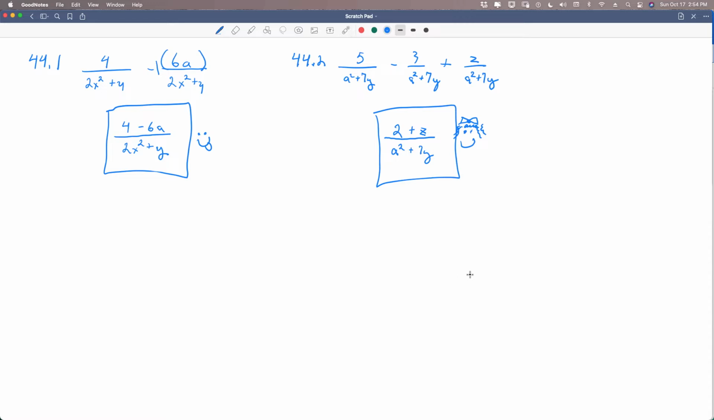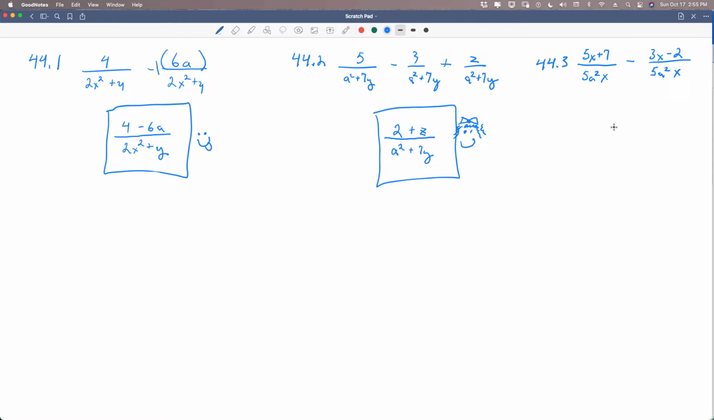All right, let's do 44.3. This one is 5x plus 7 over 5a squared x minus 3x minus 2 over the same denominator, 5a squared x.